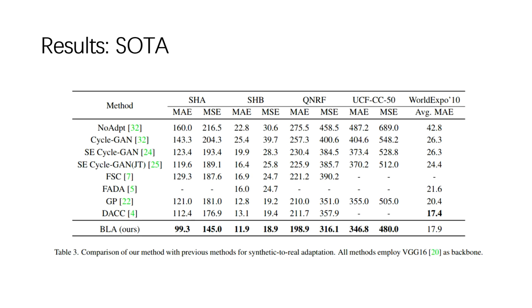Also, we compare our method BLA with the previously published unsupervised domain adaptation crowd counting methods. From the results, we found that our proposed method outperforms all existing domain adaptation methods by a large margin, and our method is robust across various real-world target datasets.